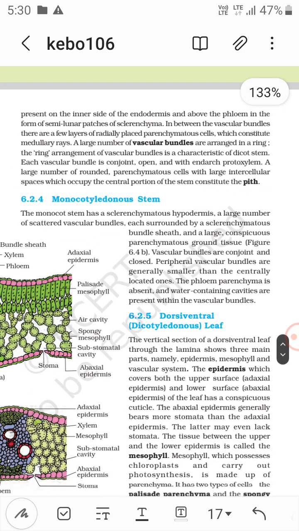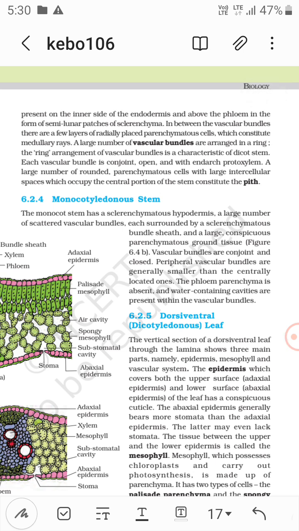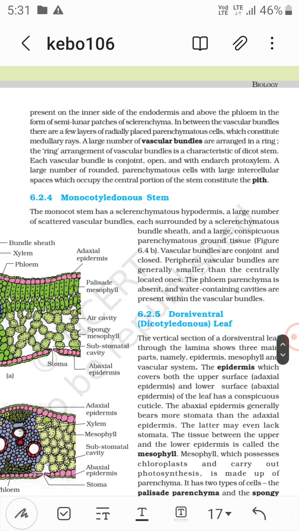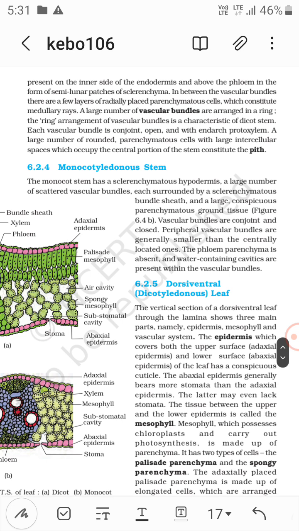Now monocot stem. In monocot stem, it's written that the hypodermis is sclerenchymatous and there are a large number of scattered vascular bundles. Now these scattered vascular bundles are surrounded by a sclerenchymatous bundle sheath and a large conspicuous parenchymatous ground tissue. Right.